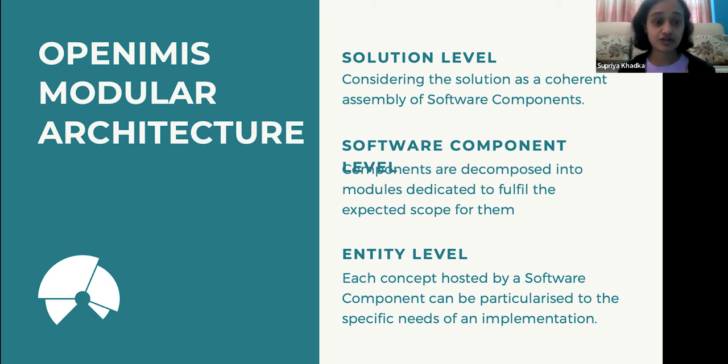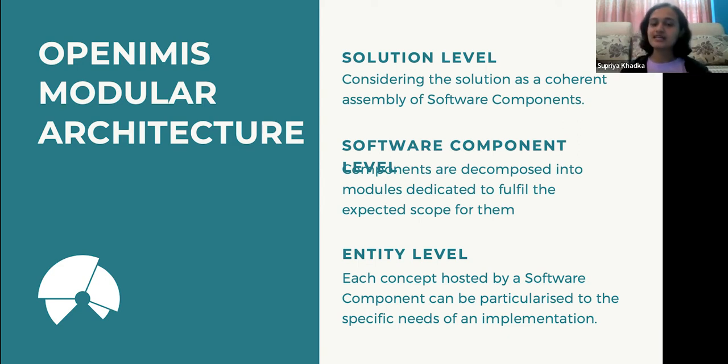As I mentioned in the key features, openIMIS has a modular architecture, and due to that modular architecture, it becomes very easy for different kinds of implementation. openIMIS has been implemented in 3 different levels in modular architecture form. We have the solution level, where the solution is considered as a coherent assembly of different software components. We have a software component level, where components are decomposed into modules, and each is dedicated to fulfill a certain scope. The components are not dependent upon each other, but are rather semi-independent, so they do not have to directly interact with each other. That is how modularity is achieved in the software component level.